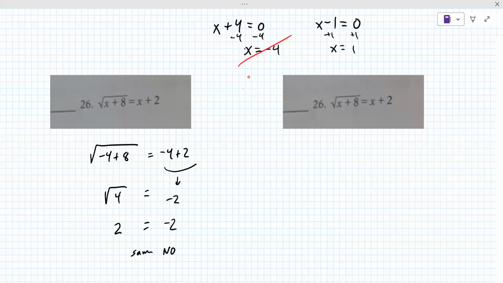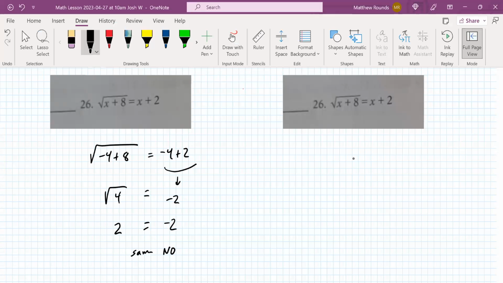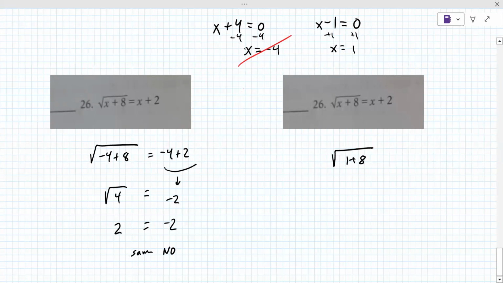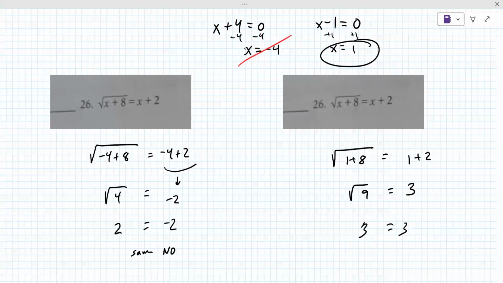Okay, now on the right, same thing. It's the square root of 1 plus 8. Does that equal 1 plus 2? The square root of 9 is 3. Yes, they are the same. So this one is a solution.